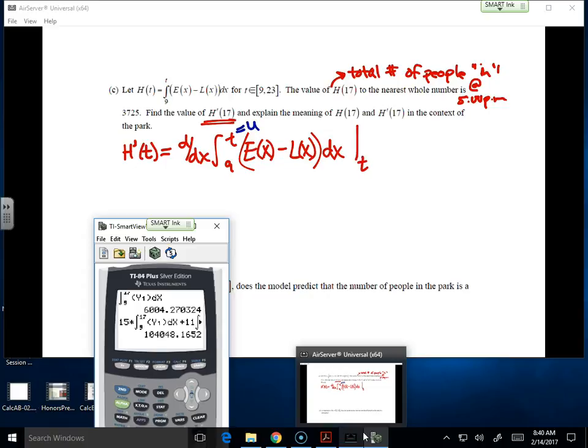So what are we left with? I'm going to put it such that, oh no, we're just doing h prime of t. So what do I get? E of t minus L of t and all of it times t prime, which is just 1, because t is a variable, right? T prime is 1. Oh, so how do I find h prime of 17?